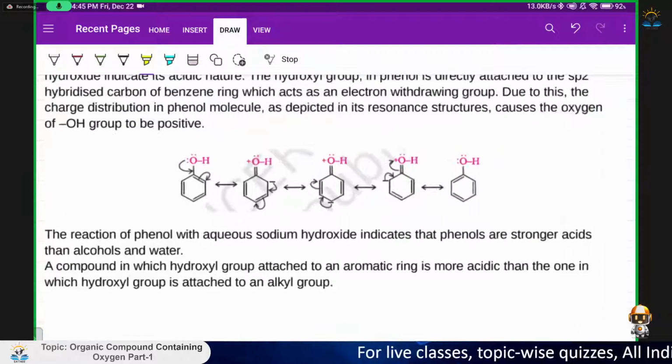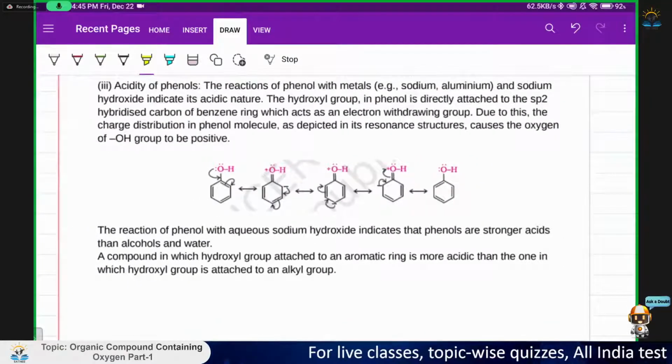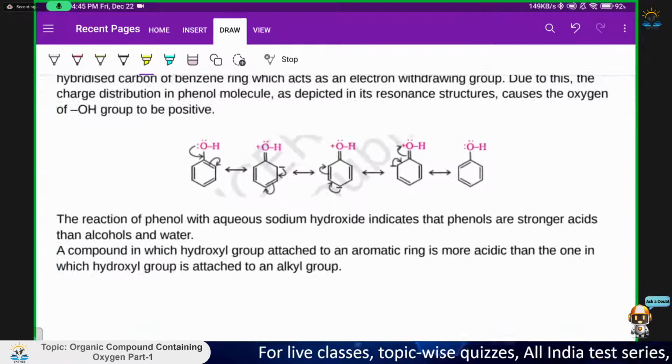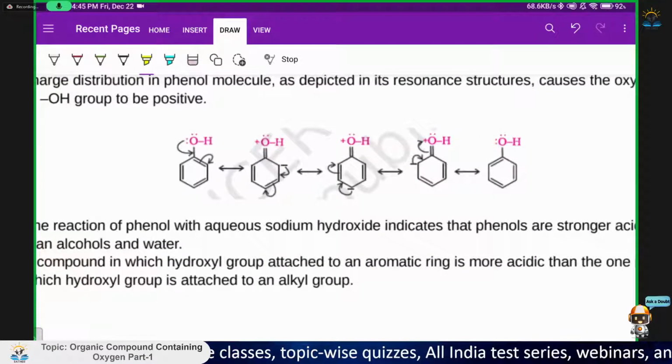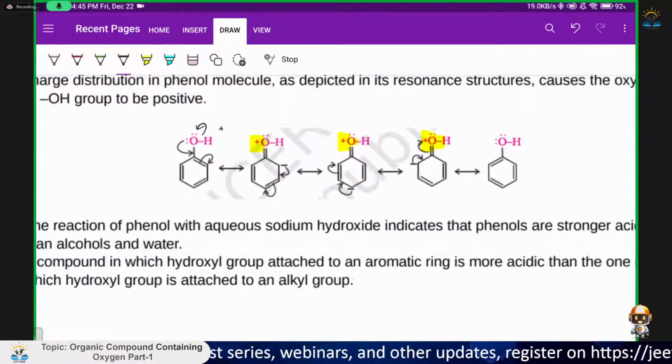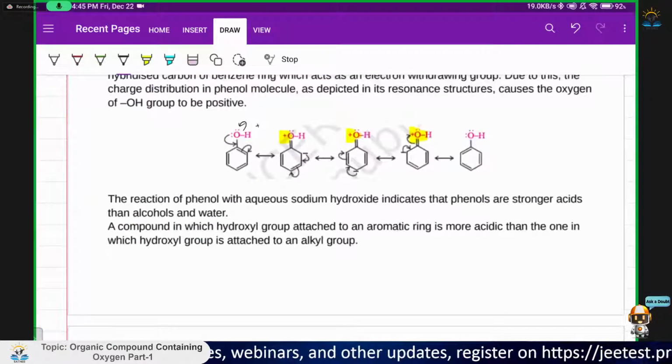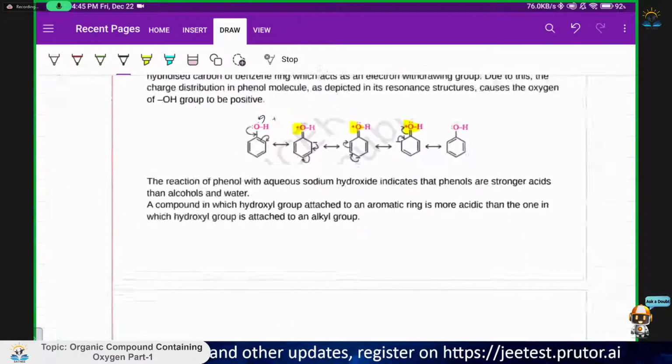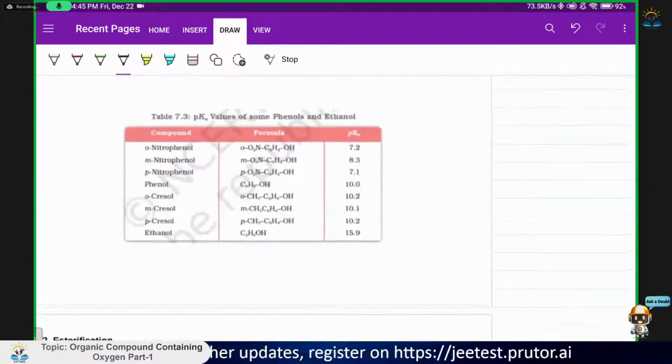So what happens here? Here in phenols, due to resonance, we can see that the oxygen atom has a positive charge on it. So due to this, the hydrogen can easily leave as H plus by shifting the bond towards oxygen. So this resonance allows phenols to act as better acids than alcohols. So we can compare the pK value.